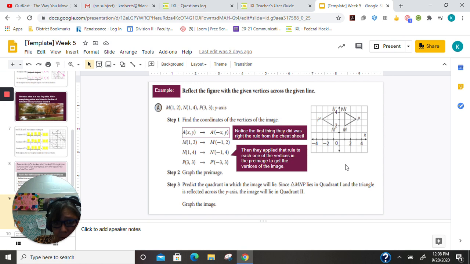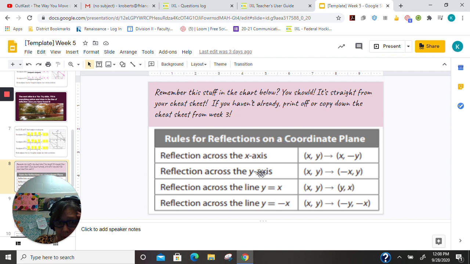Then on this one, it says reflect the figure with the given vertices across the given line. So they start out and they say, okay, plot these. This is MNP. So we come over here and do MNP. That's our pre-image. And we're going to reflect this across the y-axis. The y-axis is the one that goes up and down. Well, the first thing I need to do, and I wrote that in here for you, notice the first thing they did was write the rule from the cheat sheet. So you're going to go to your cheat sheet back here and you're going to say, okay, reflecting across the y-axis takes the x, y to negative x, y.